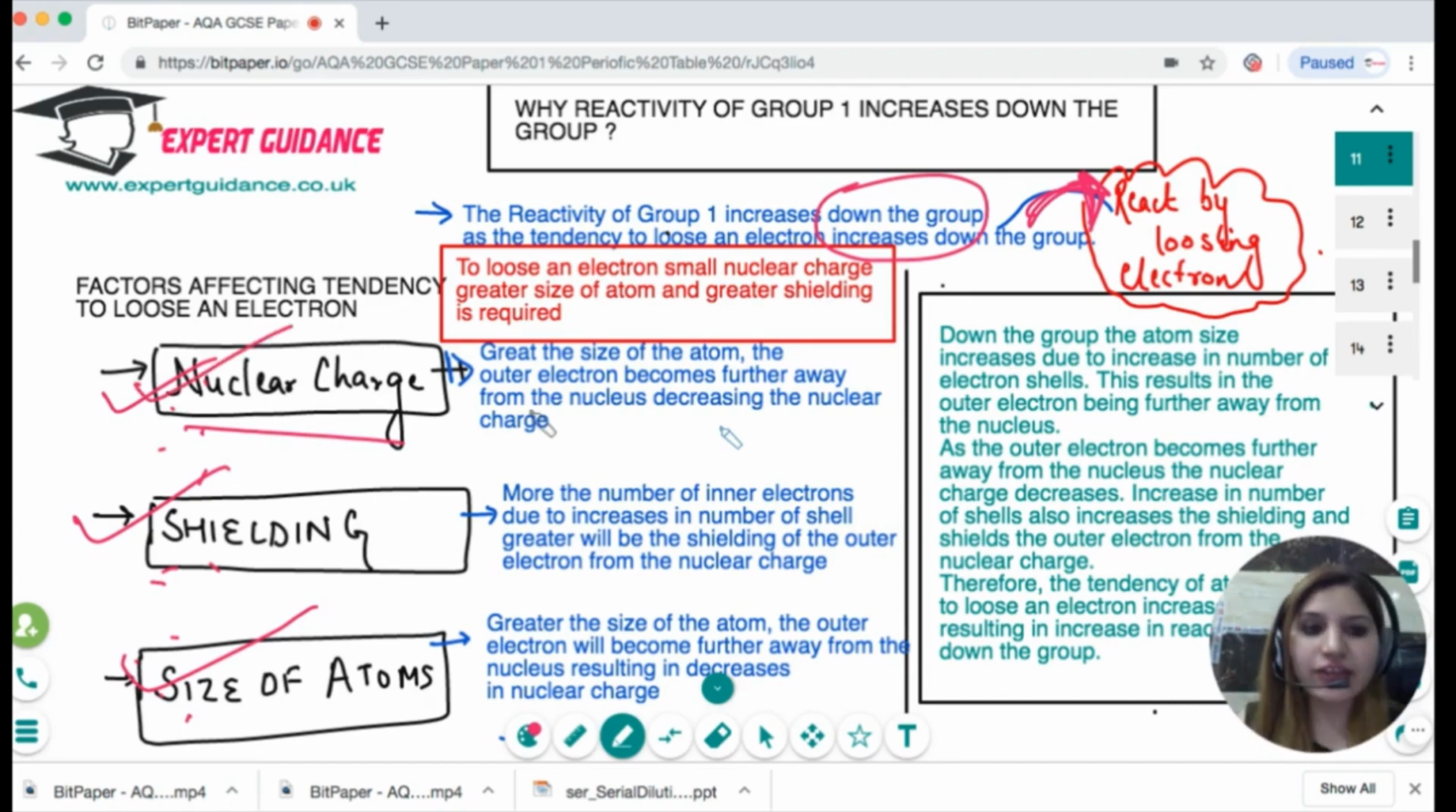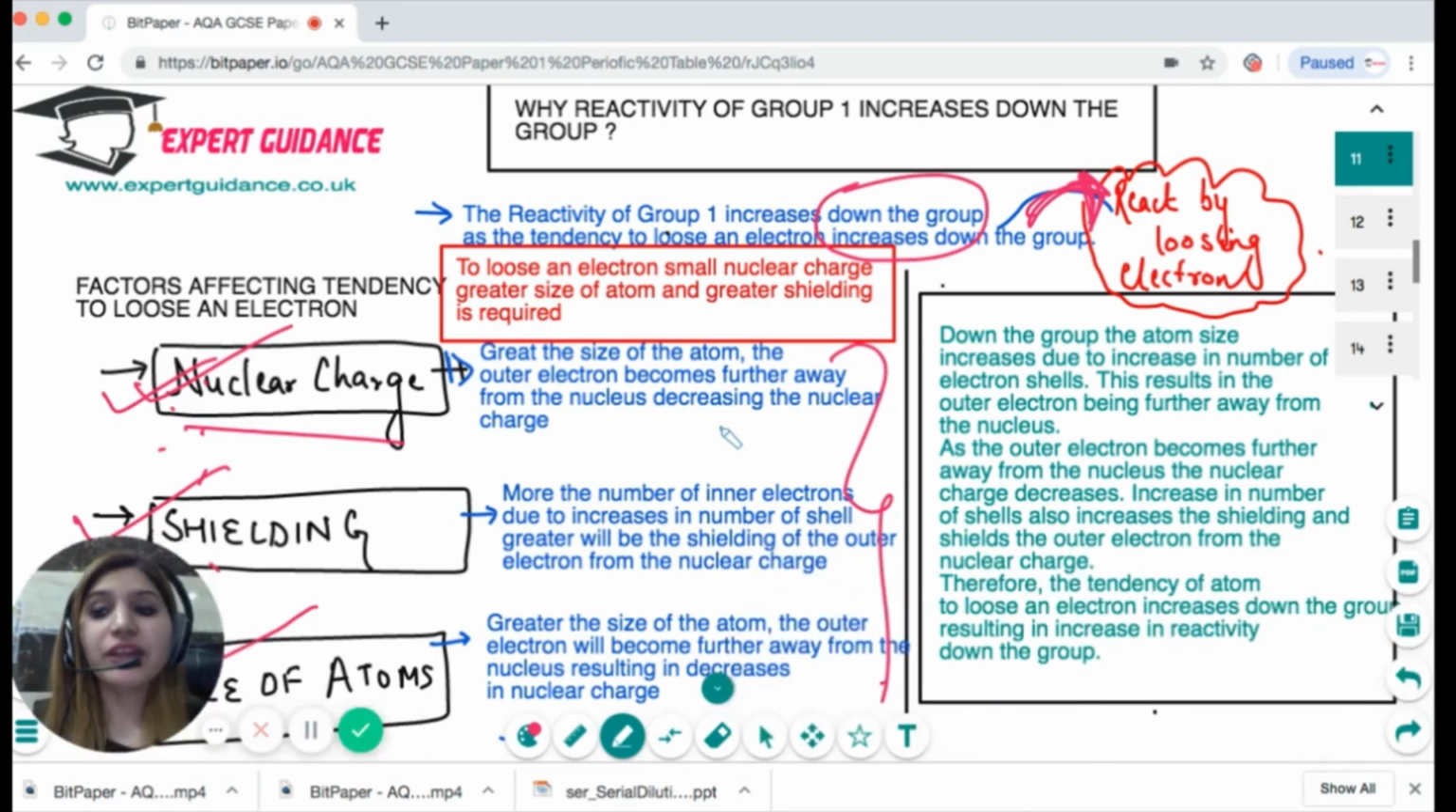The inner electrons are shielding the outer electron from whatever nuclear charge is present, and the bigger size of the atom is also decreasing the nuclear charge. So due to all these factors, down the group, the tendency to lose an electron increases, and alkali metals react by losing an electron. Therefore, the reactivity of group 1 increases down the group. Okay. Now remember, when you get this question, you need to talk about these scientific terms: the nuclear charge, shielding, and size of the atom.